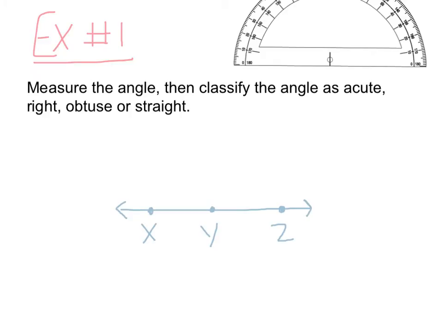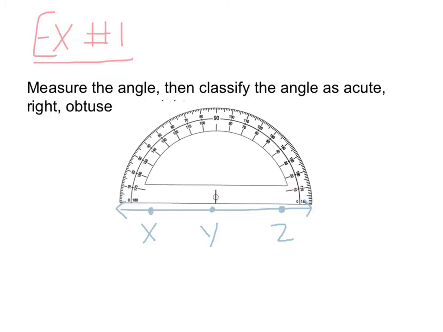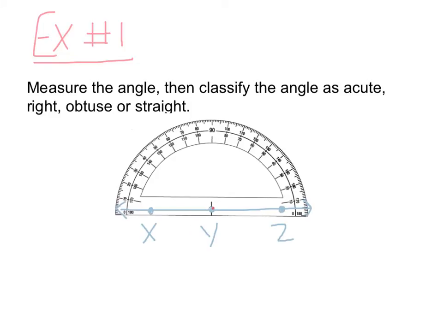So we have example number 1. Measure the angle, then classify the angle as acute, right, obtuse, or straight. So I'm going to show you how to use a protractor to measure an angle. Although this one's pretty easy and we can pretty much tell what the angle is, let me just show you anyway. So when you have your protractor, you want to see that little circle right in the middle there. You want to line that up on your vertex, which is the point in the middle that forms the angle.